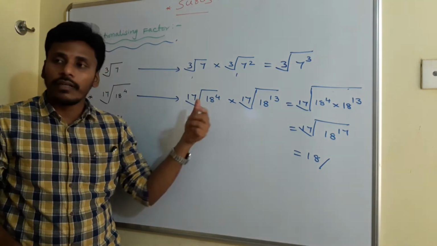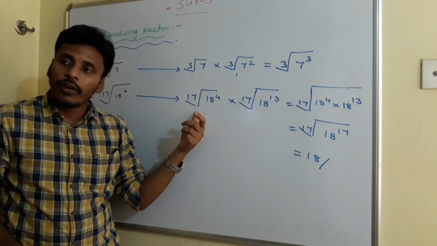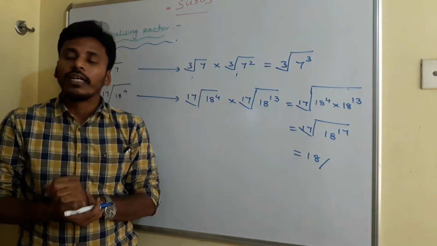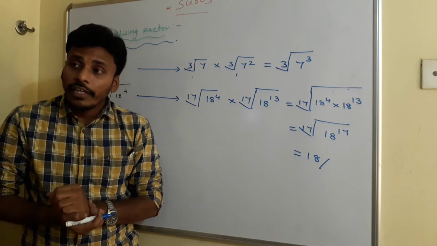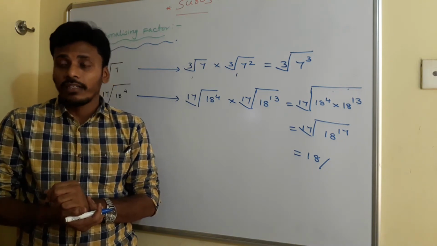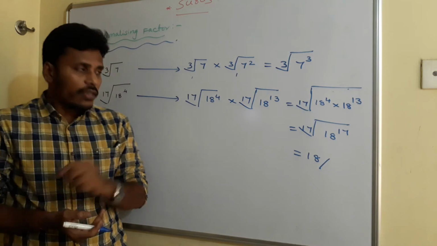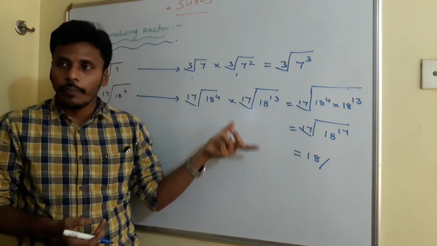The rationalizing factor for this number is the 17th root of 18 power 4, and for this number it is the 17th root of 18 power 13. I already mentioned, there are many rationalizing factors, not a single one. Okay, I will discuss it again later. Just keep this in mind.